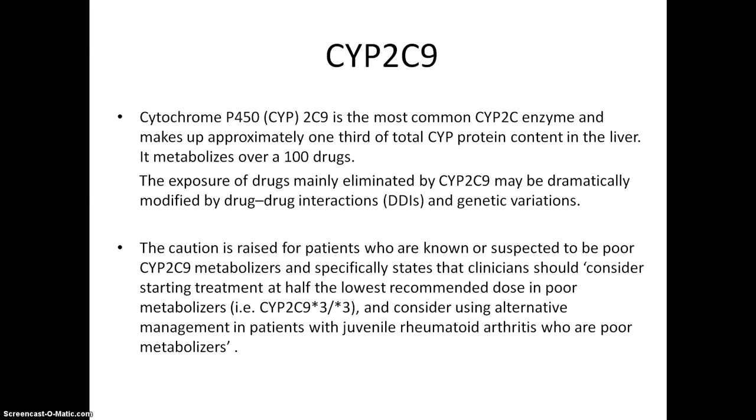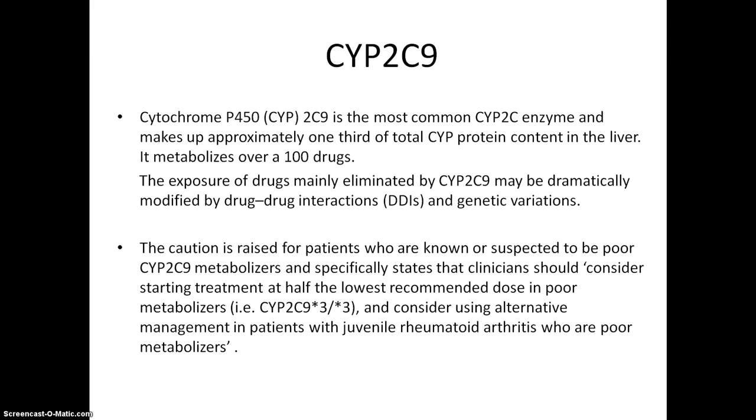More about the CYP2C9 gene. It metabolizes over 100 drugs. It makes up 1/3 of the total CYP protein content in the liver. So if a subject were to take more than one drug that is metabolized in the liver, then definitely drug-drug interactions and genetic variations in CYP2C9 will play a part in dose response, drug response, and those concentrations that are bioavailable.